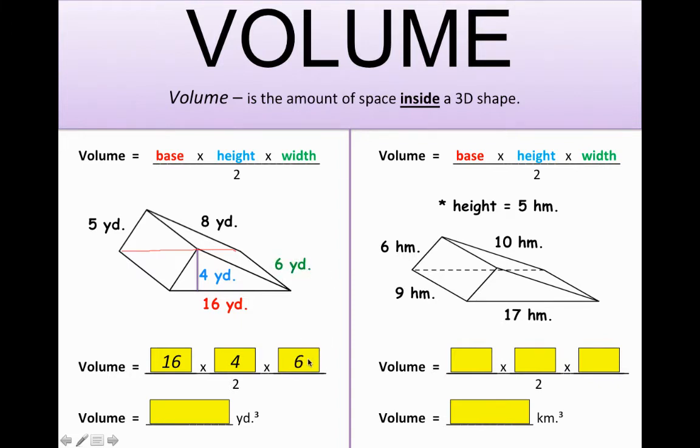So now that you have these three numbers, or those three dimensions, you're going to multiply those out, 16 times 4 times 6, and then remember to divide it by 2, and that's going to give you 192 yards cubed. All right, I can even double check that for you on my little calculator here. 16 times 4 would give you 64, and that times 6 would give you 384, but remember to divide that by 2, and you get 192.